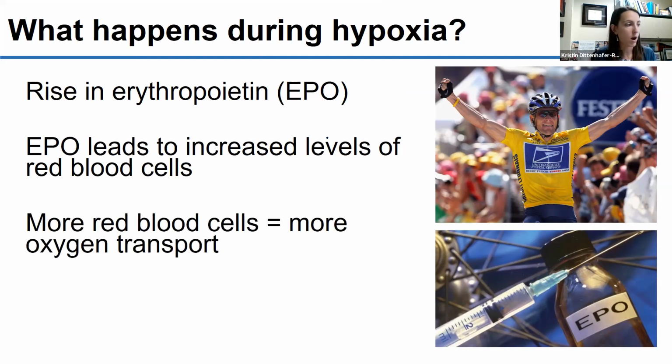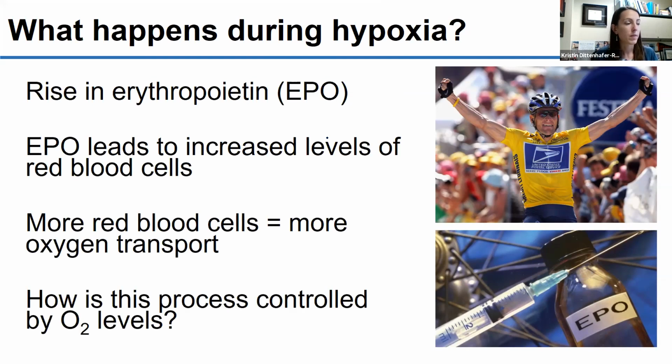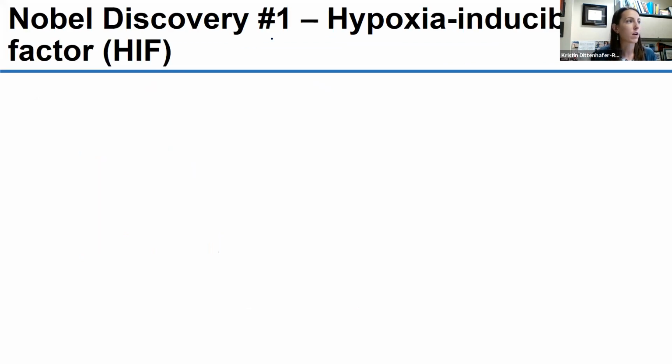More red blood cells, more oxygen transport. But the question was, how is this process controlled by oxygen levels? So what is the true sensing mechanism that says, okay, I have low O2, but now I need higher amounts of EPO? What's the sensing mechanism there? And that's really where this first discovery comes in.